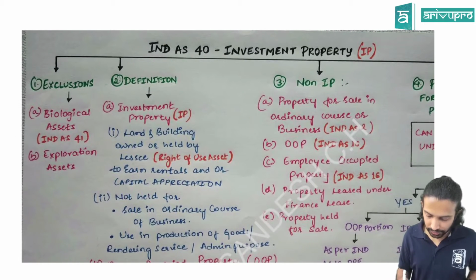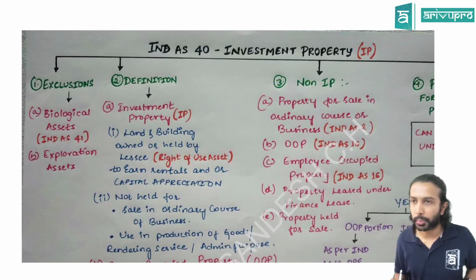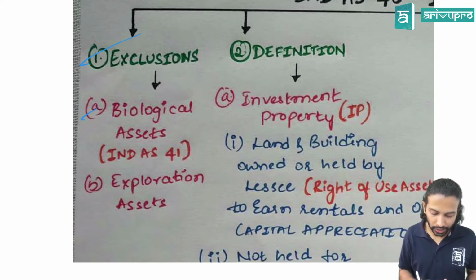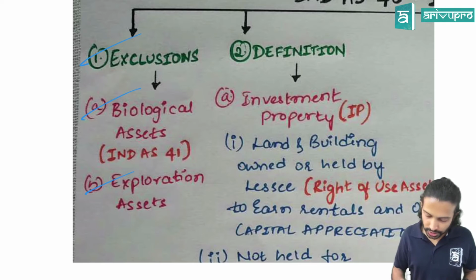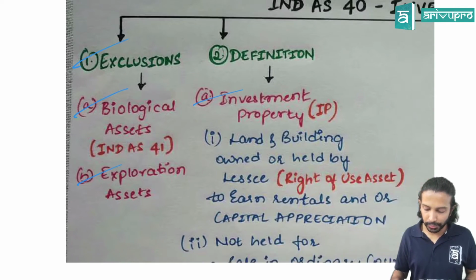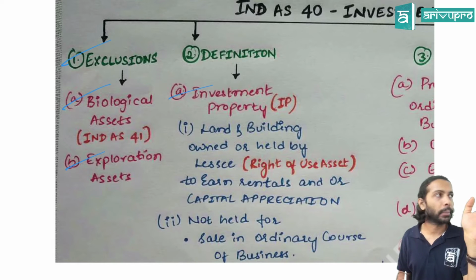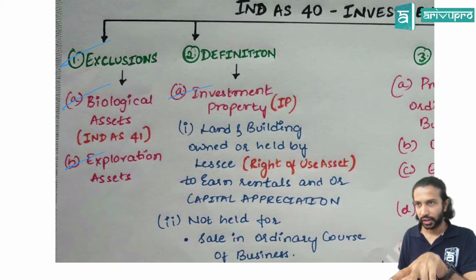Alright guys, let's quickly revise IND AS 40 investment property through our summary chart. First thing is our exclusions. We know biological assets and exploration assets. And definition: investment property means it's a property, correct? Land or a building, or it could be a part of land or building, okay?